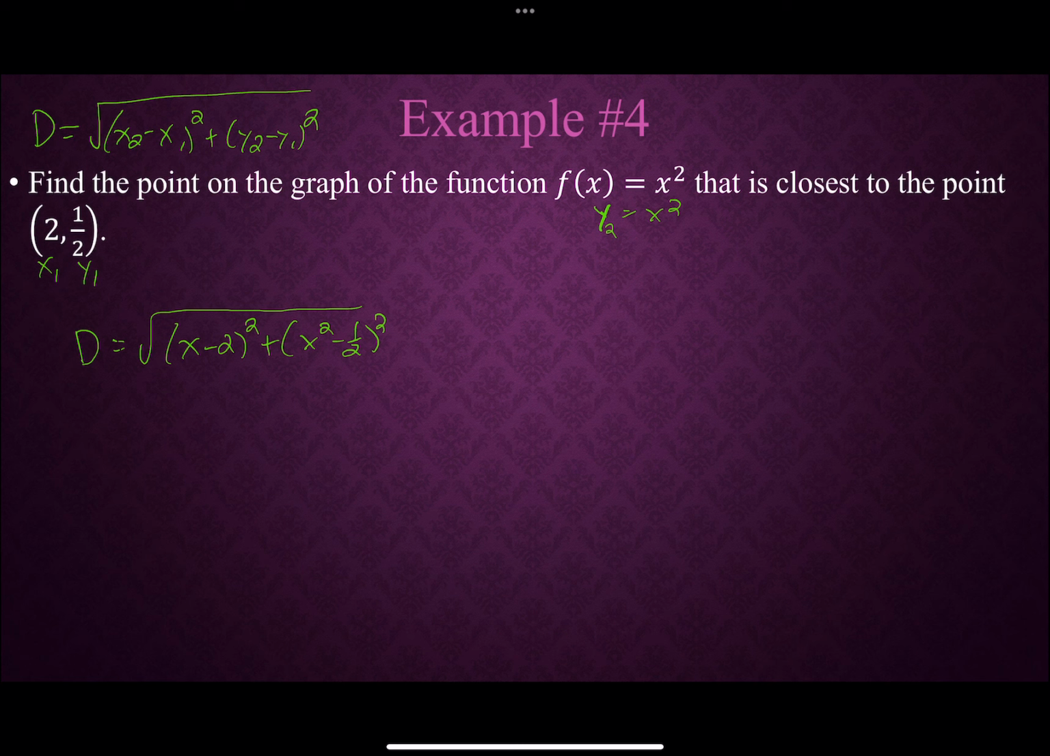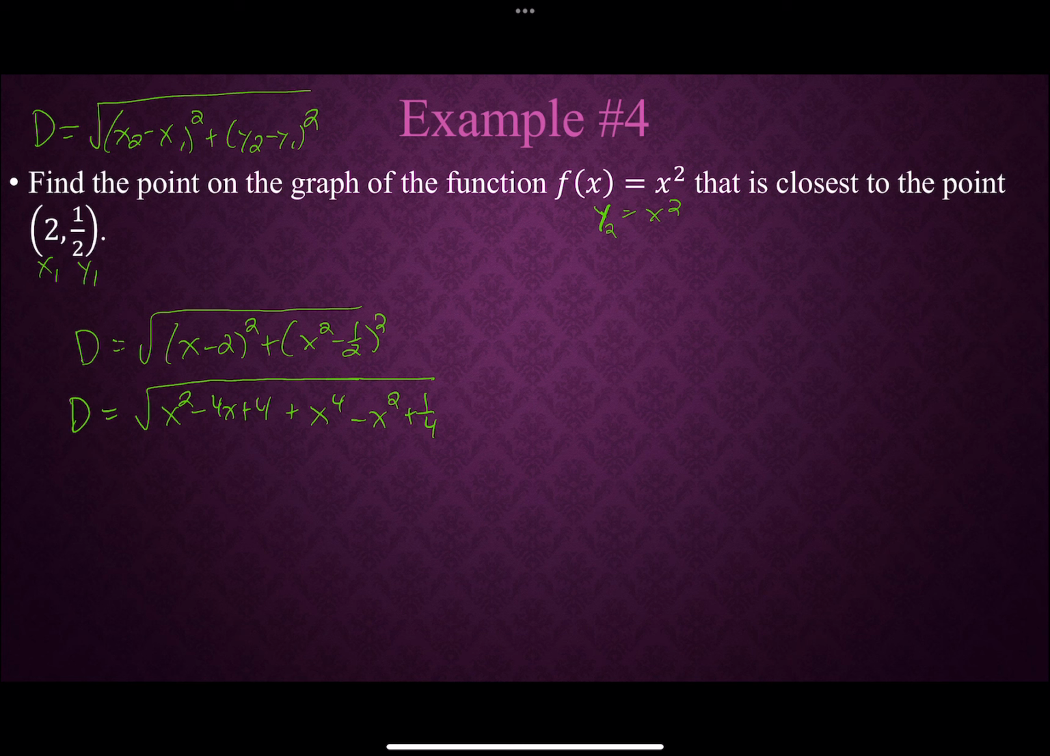Depending on how you want to handle this, you could leave it like this. I kind of want to distribute everything, FOIL it out, just because it's going to make the derivative eventually a little bit easier, in my view. So when we FOIL this, we get x squared minus 4x plus 4, and x to the 4th minus x squared plus 1/4. Again, all we're doing is applying our perfect square FOILing technique. If you have to write it twice to FOIL it out properly, go right ahead.